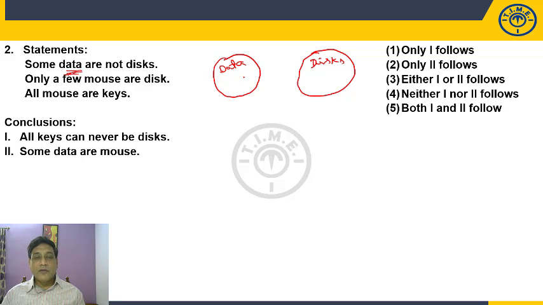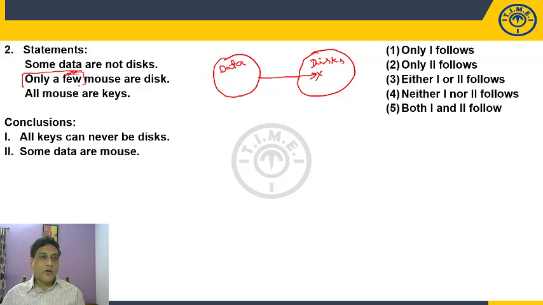But how do we give this indication to visualize the alternative diagram? We cannot take this entire circle of data inside the disk. Some data are not disk means some part has to be outside. We cannot take the entire circle inside the disk. But we can take the entire circle of disk inside data. There is no restriction for moving disks into data. There is only restriction in moving data into disks.